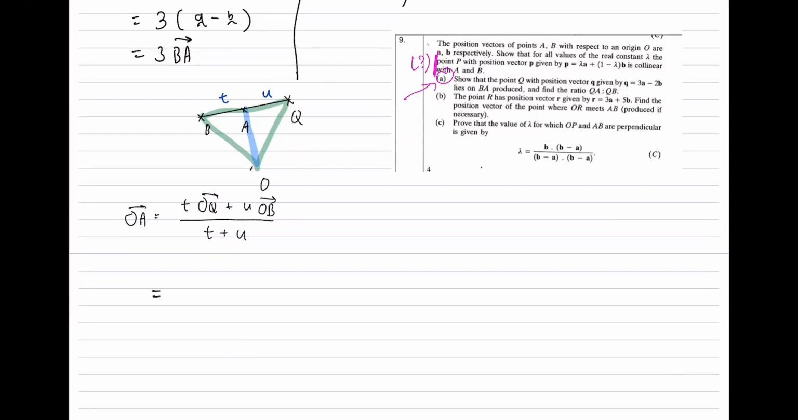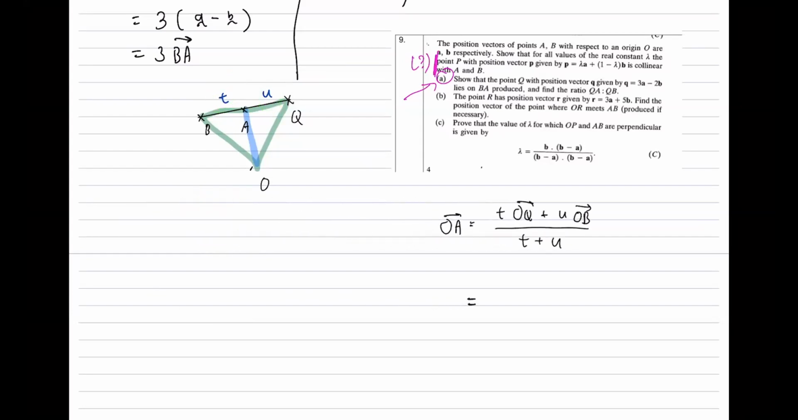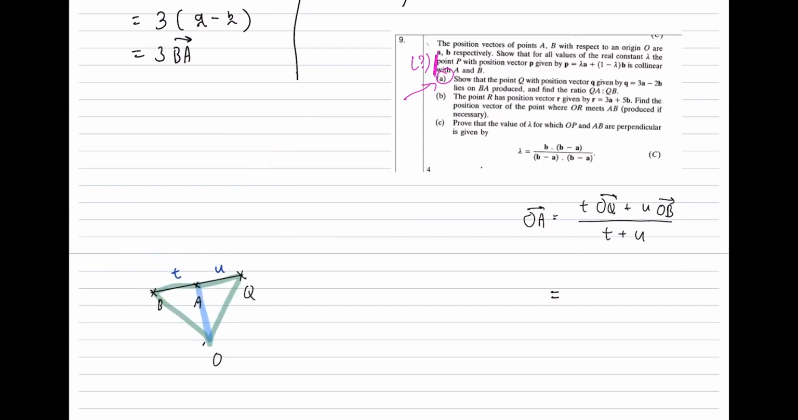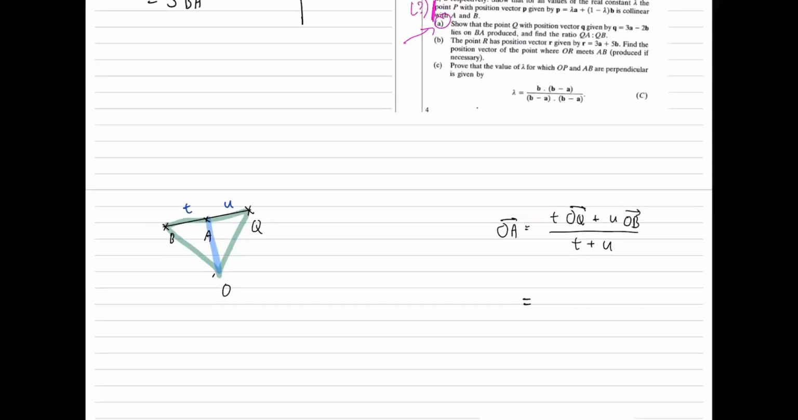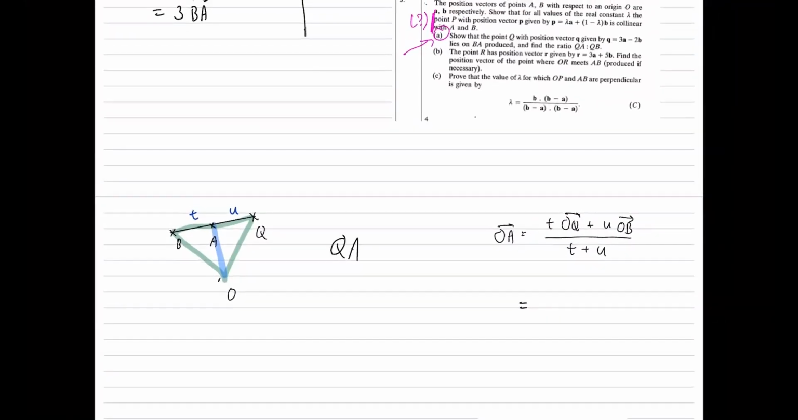Actually, maybe ratio theorem using two unknowns T and U is a bit difficult. So I'm gonna toss this aside. I don't want to use it. Instead, I'm gonna use another way, which is, they just want us to find out what is QA is to QB. Which I find out as T is to U, but I think maybe it's not that useful.